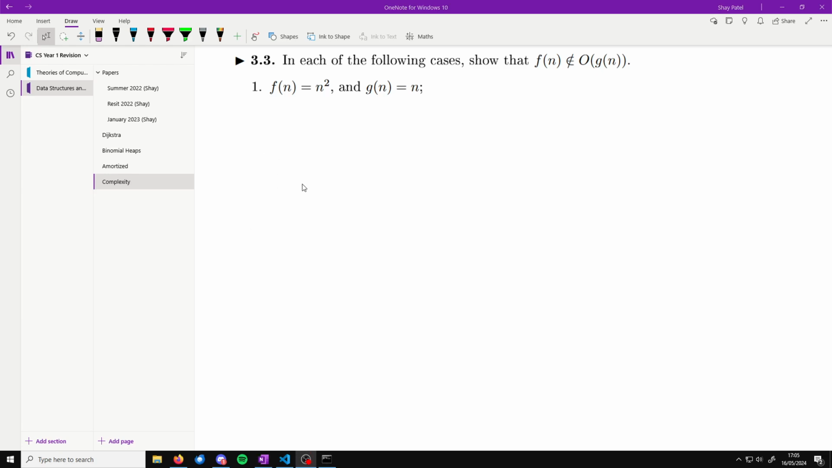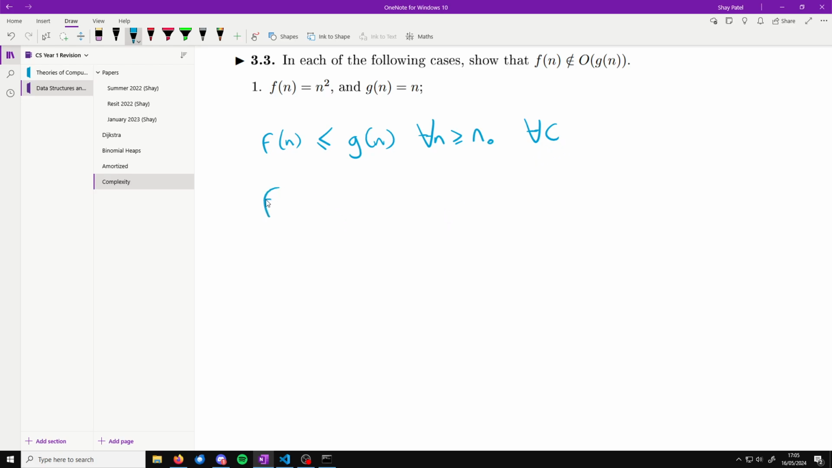So we want to show that there's no crossover point. So, okay, we want to show that f of n is less than or equal to g of n for all values of n greater than or equal to n0, for all values of c.